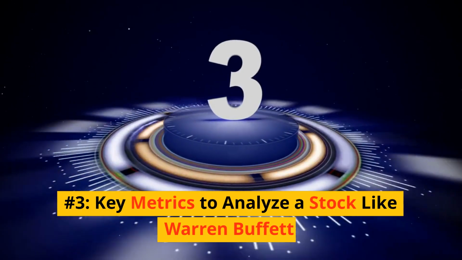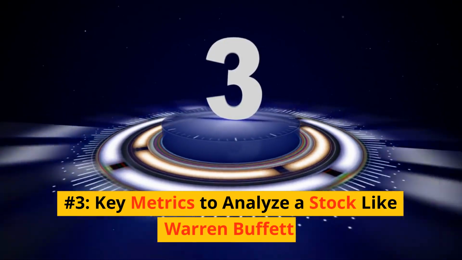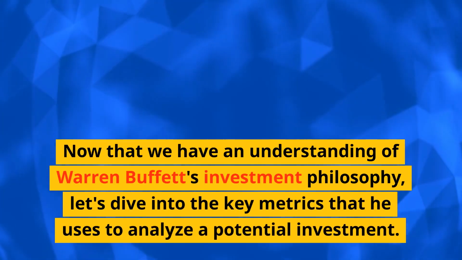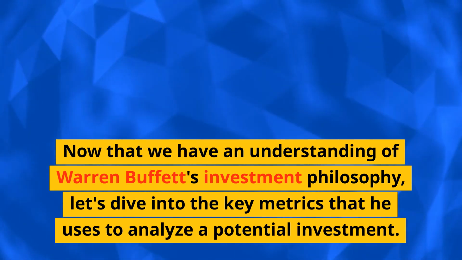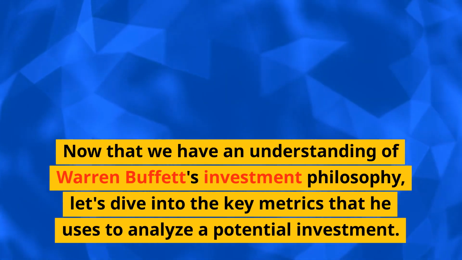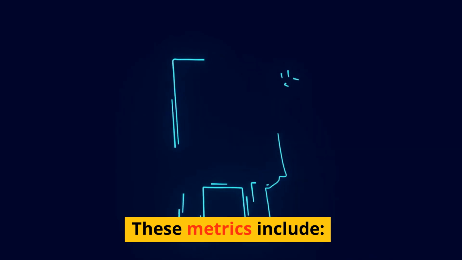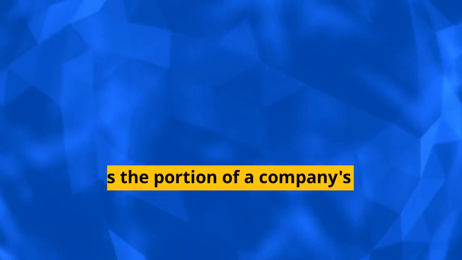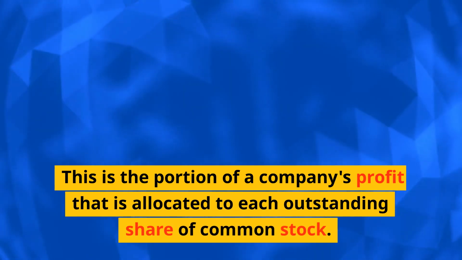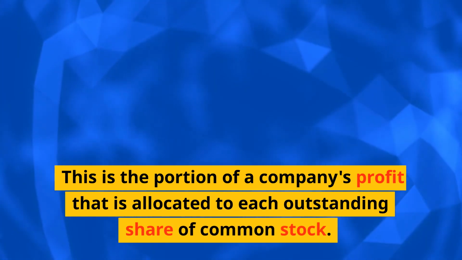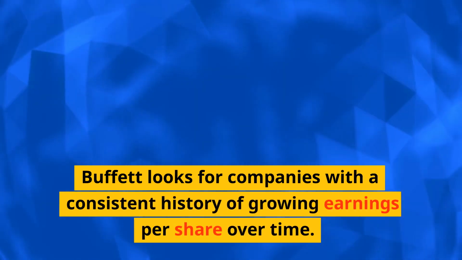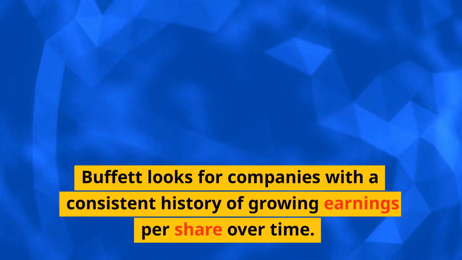Number 3. Key metrics to analyze a stock like Warren Buffett. Now that we have an understanding of Warren Buffett's investment philosophy, let's dive into the key metrics that he uses to analyze a potential investment. These metrics include: 1. Earnings per share, EPS. This is the portion of a company's profit that is allocated to each outstanding share of common stock. Buffett looks for companies with a consistent history of growing earnings per share over time.